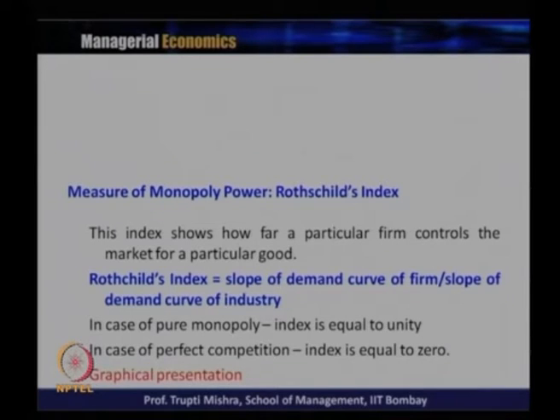In case of perfect competition, it is equal to 0. So in case of pure monopoly the Rothschild index is equal to unity, and in case of perfect competition this index is equal to 0. In between 0 and unity, you will find a number of other firms with values that range from 0 to 1. So 0 is one extreme, perfect competition, and 1 is the other extreme, pure monopoly. If the value of the index is between 0 and 1, that denotes some other kind of market structure, which is not strictly pure monopoly or strictly perfect competition.